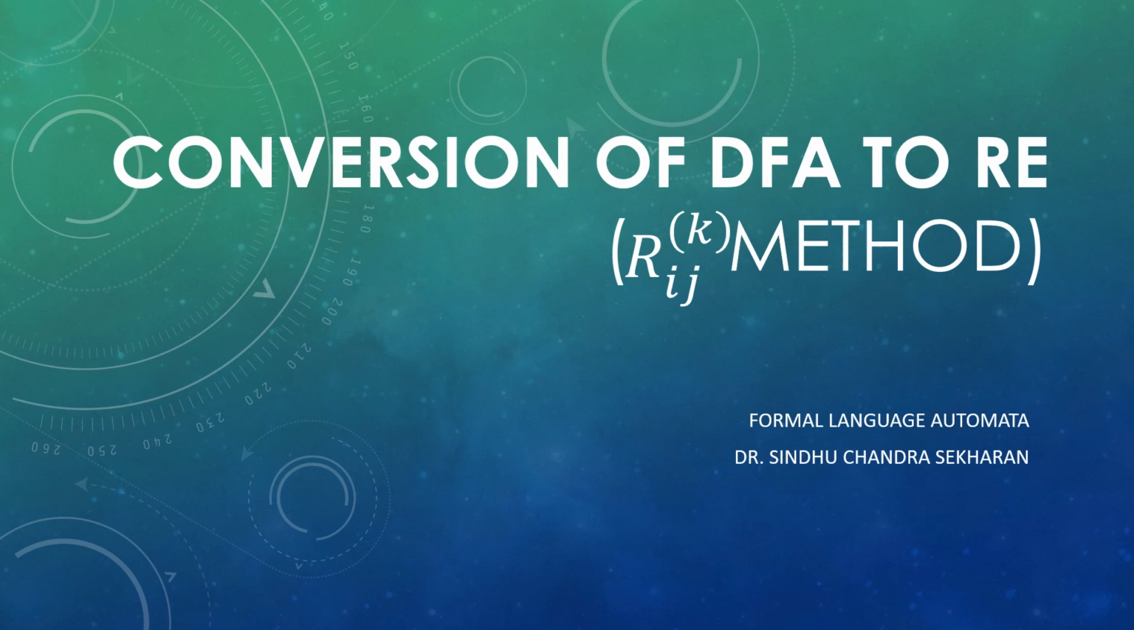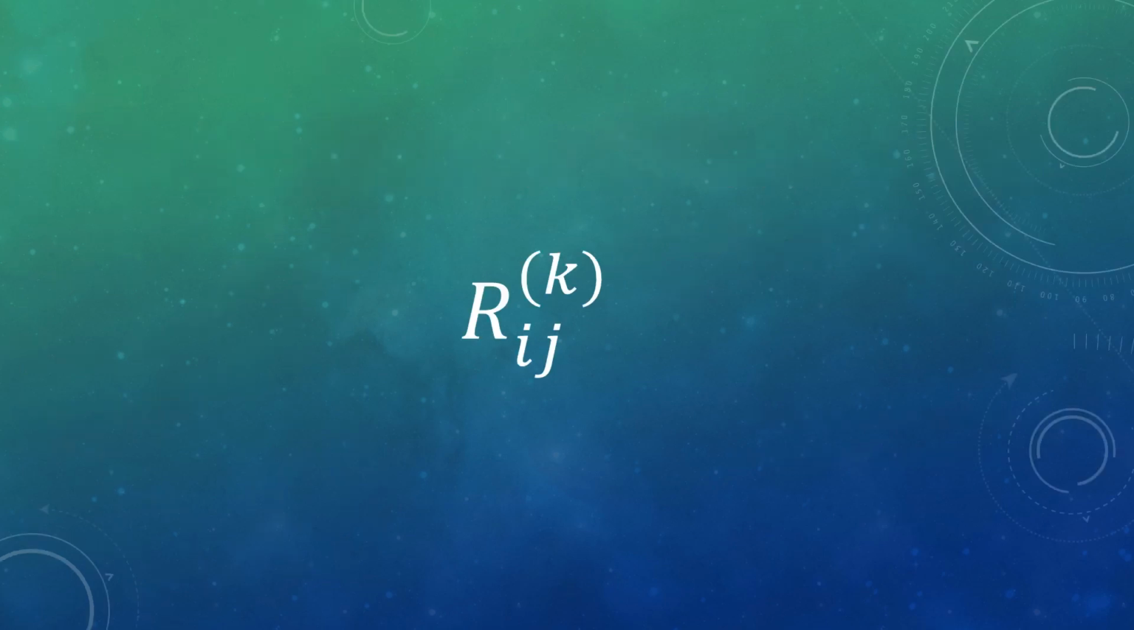Hello all. In this lecture, I'll be discussing the conversion of DFA to regular expression using the Rijk method. So here R is the regular expression, I is the starting state, J is the final state, and K represents the number of intermediate states. If we have a language which can be defined by a DFA, then we can also define the same using a regular expression. So for each representation of a DFA, there is an equivalent regular expression representation.